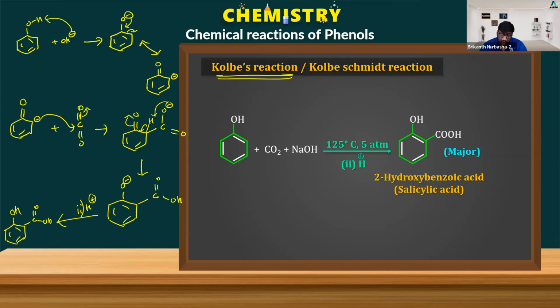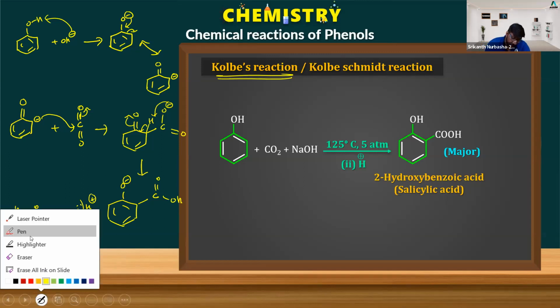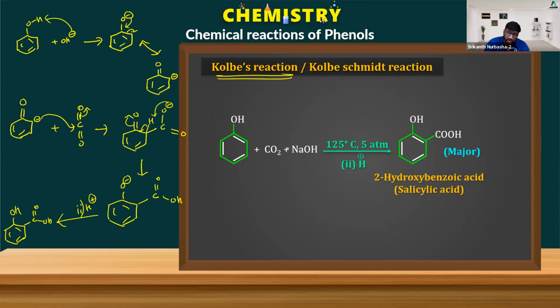Yes, right. So this is nothing but your Kolbe's reaction or Kolbe-Schmitt reaction. Phenol treated with carbon dioxide and NaOH at 125 degrees Celsius and 5 atmospheres, followed by acidification, forms the respective salicylic acid. From this salicylic acid, how do we prepare aspirin?